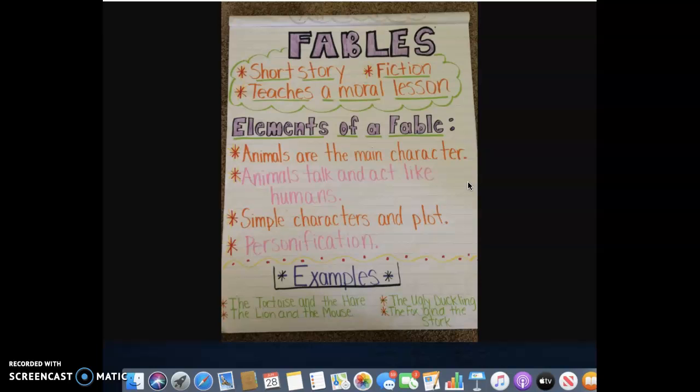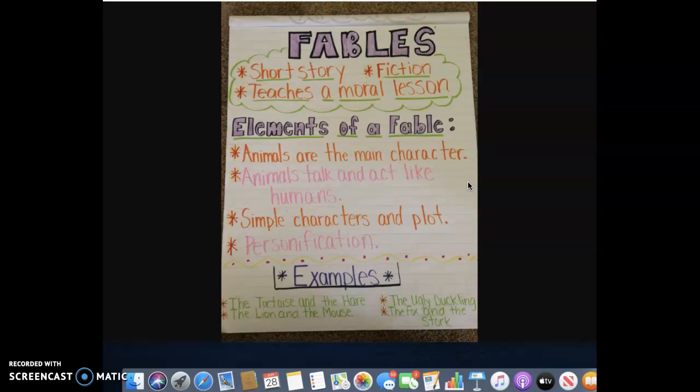So this week we are going to be reading a fable, and I have this anchor chart up for you. A fable is a short story, it is fiction, and it teaches a moral or a lesson. We're going to talk about what a moral or a lesson means in just a moment. So, in fables, animals are normally the main characters. Animals talk and act like humans. They have simple characters and a simple plot, and a plot is just everything that happens in a story.